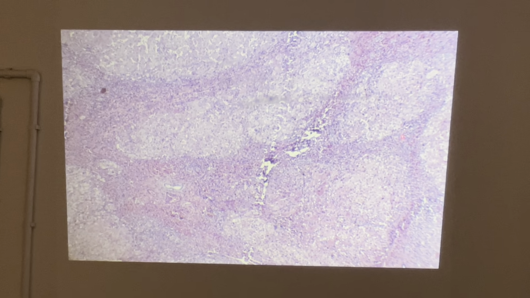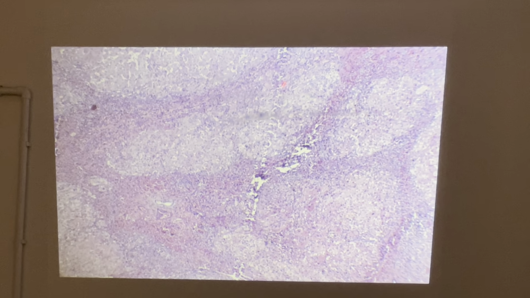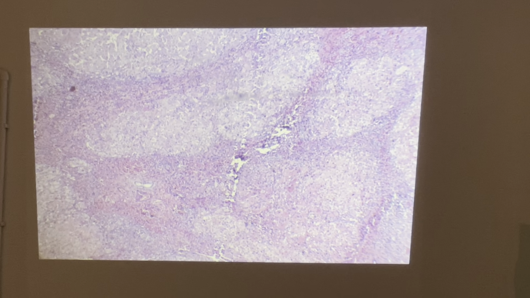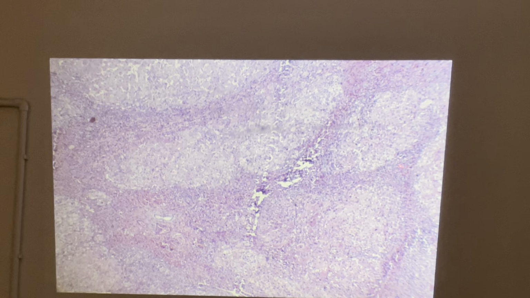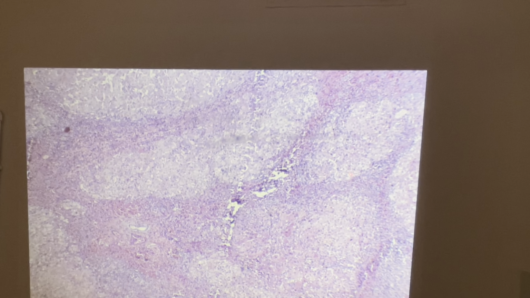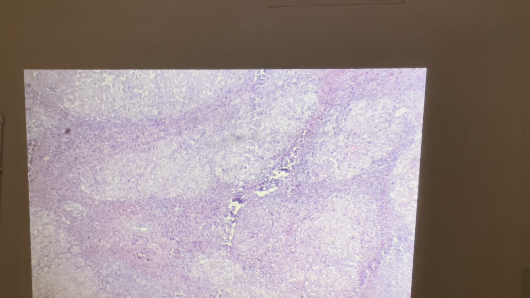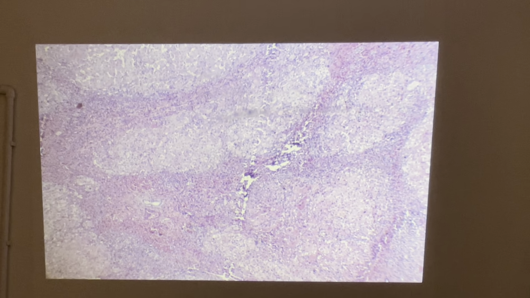What does this mean? The liver parenchyma is showing nodules. In the center of each nodule, we have a regenerative hepatocyte. But what about the surrounding of each nodule? Each nodule is surrounded by what? By a thick layer of the collagen fiber, capsule or fibrosis.